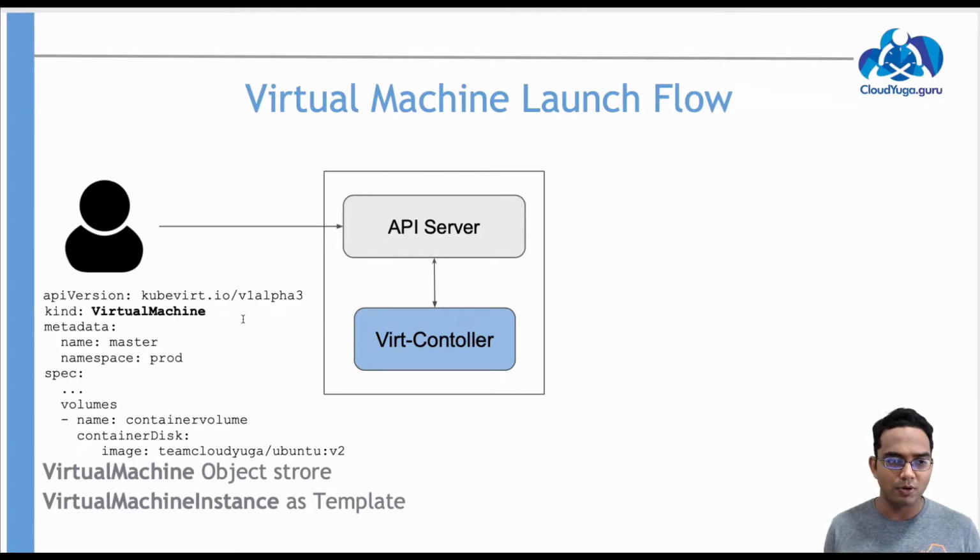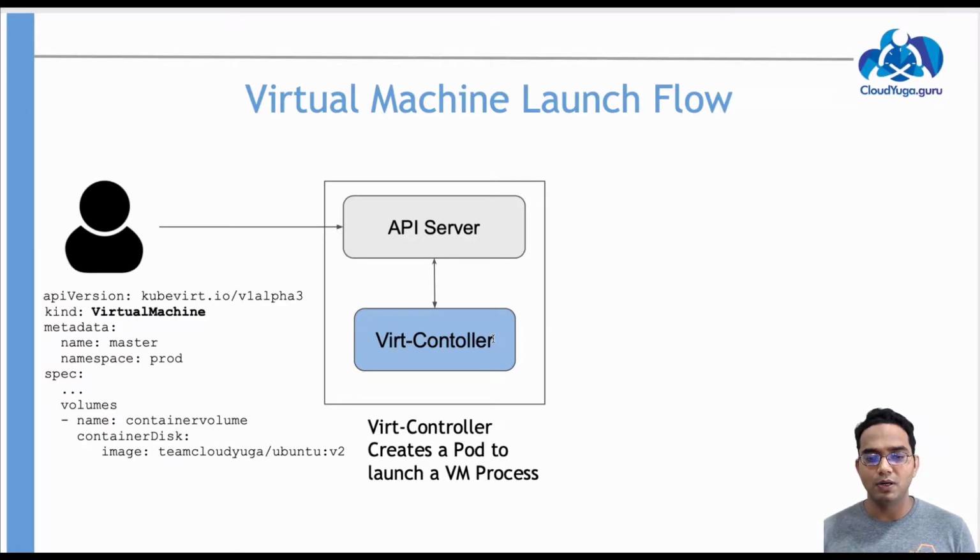I'll talk about one more thing here. The VirtualMachine object stores a VirtualMachineInstance as a template. Like we know that if we want to create a ReplicaSet, the ReplicaSet creates pods using the pod template that we pass to it. Similarly here, as we create a VirtualMachine, it is going to instantiate VirtualMachineInstances. So we have this virt-controller running in our control plane.